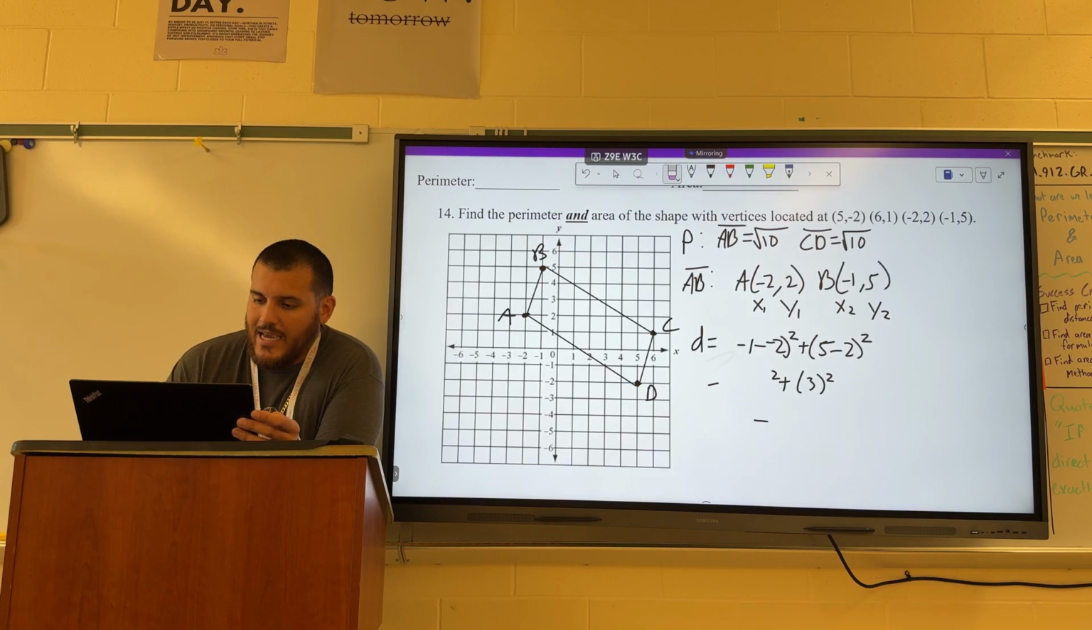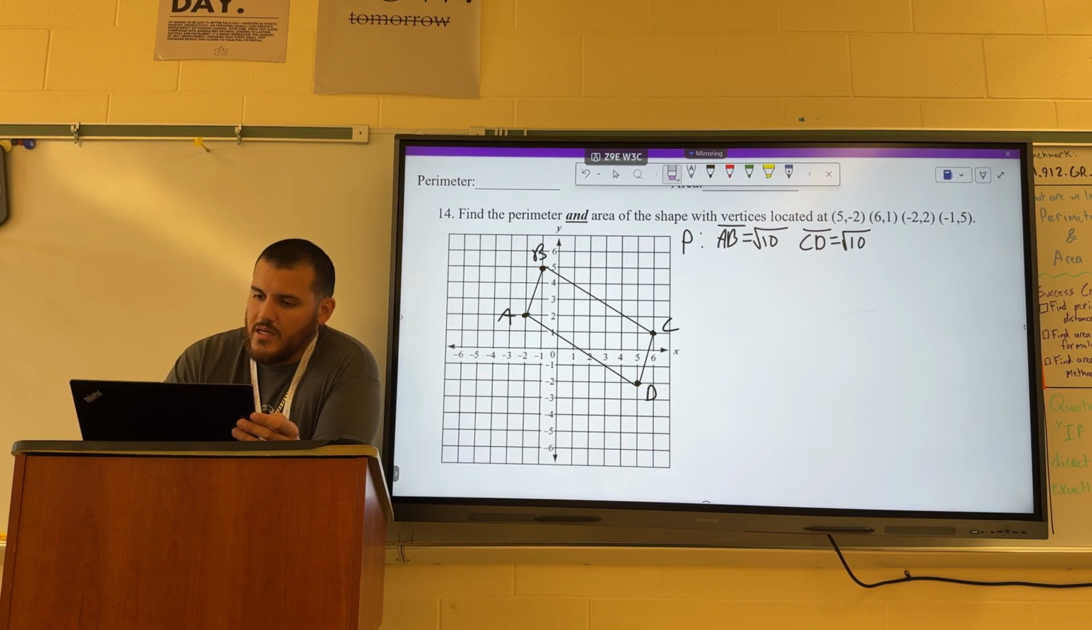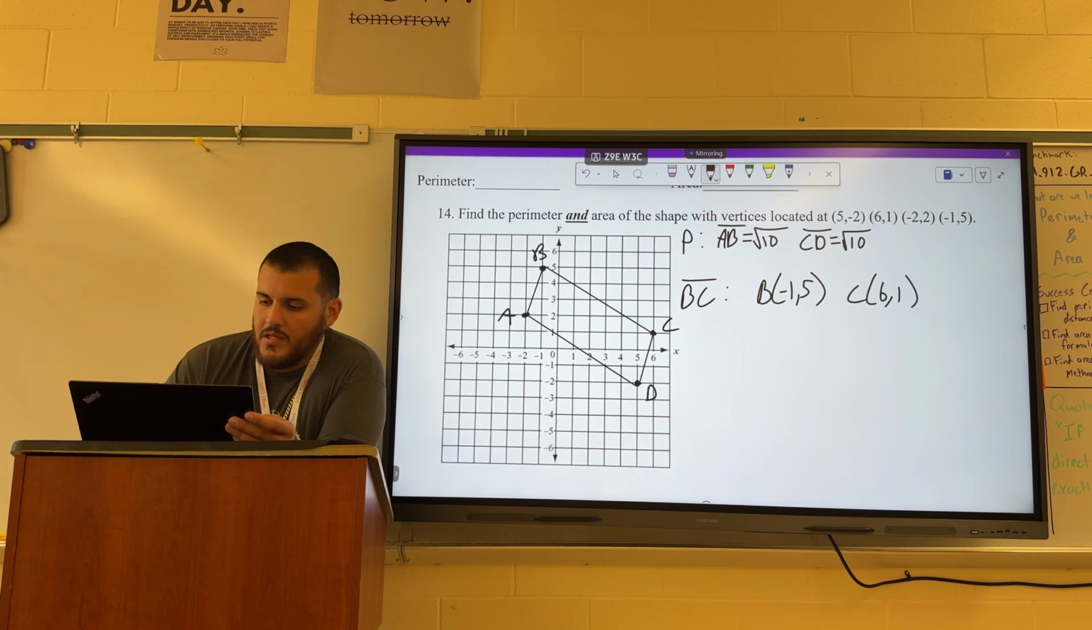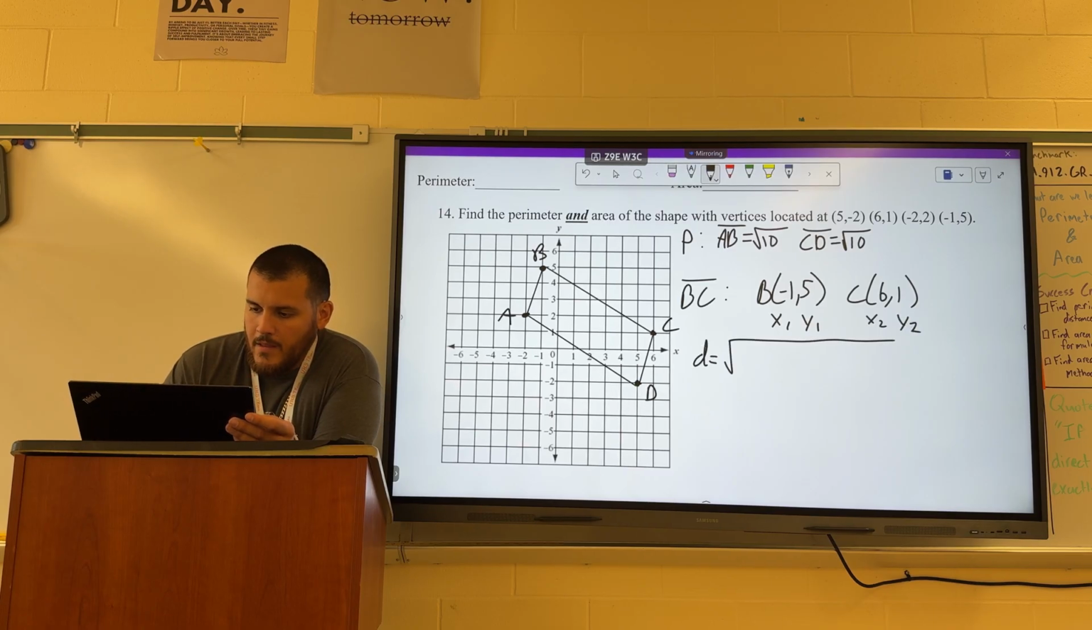Right, looking at side BC, we're going to do those next. Staying organized, writing BC, point B is located at -1, +5. Point C is located at +6, +1. We're going to label our points, plug them in. X1, Y1, X2, Y2, going into my distance formula. X2 minus X1, 6 minus -1 gets squared, plus Y2 minus Y1, that's 1 minus 5 squared.